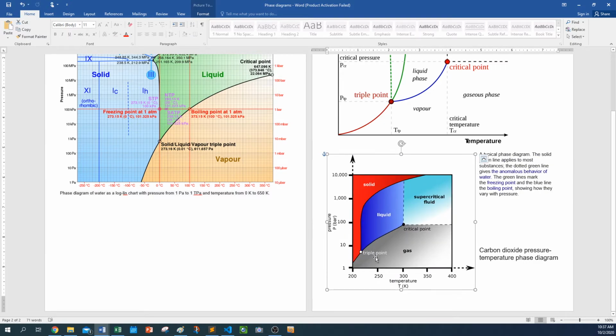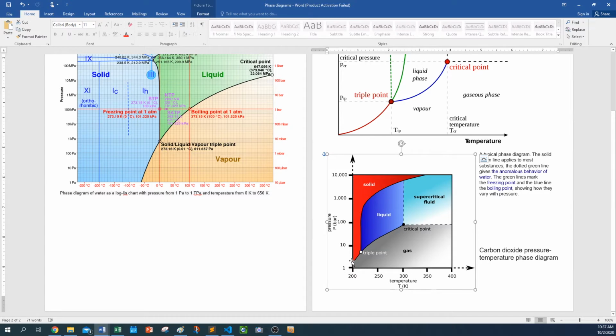Looking at this region right here, at the lower pressures, it's gas. At the lower temperatures, it's a solid, and in between is a liquid. Anything past this critical point is no longer liquid or gas. It's called a supercritical fluid. So this is carbon dioxide, or dry ice.